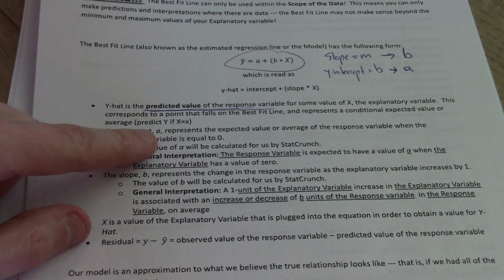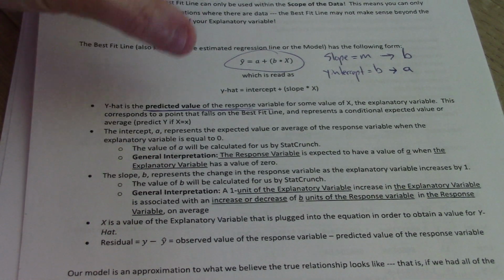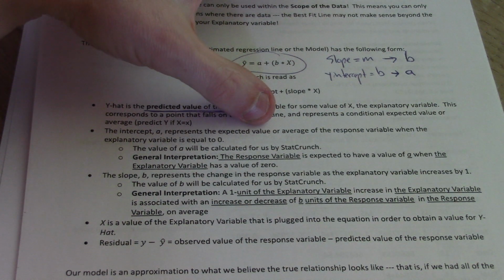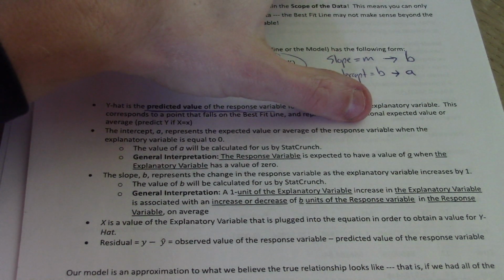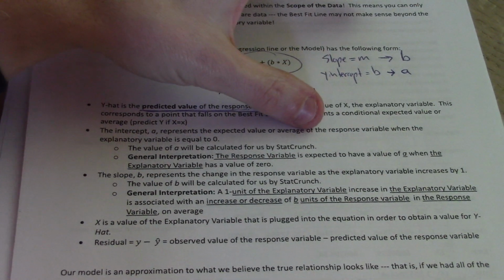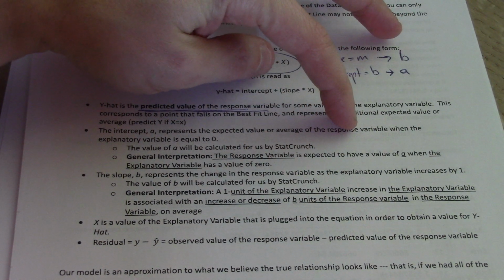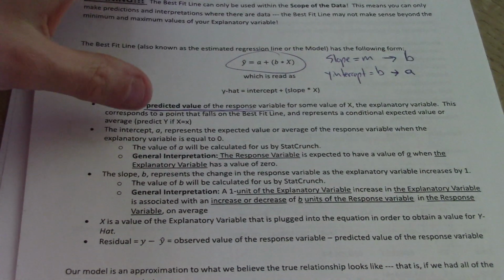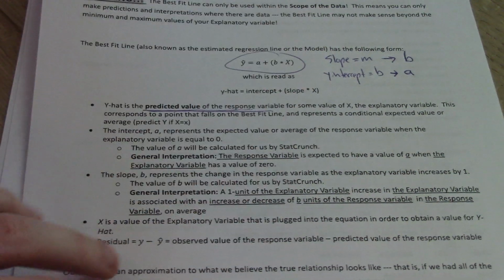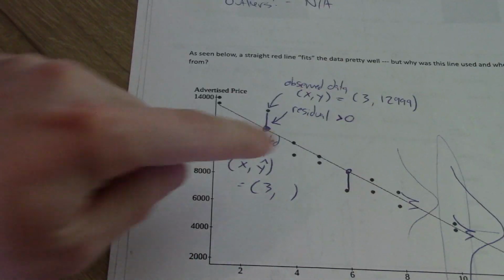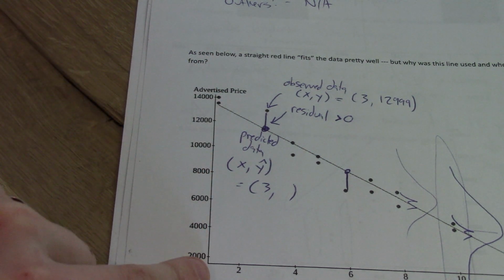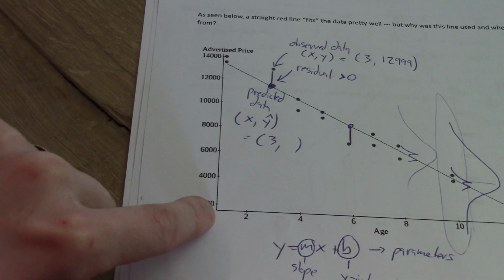Next is the intercept, represented again by A. So how would you interpret this? What it means is this is the expected value, or the average of the response. So in our case, the intercept is the average advertised price when the explanatory variable is 0. That's what the y-intercept means. Where does the line cross the y-axis? Well, the y-axis begins when x is 0.